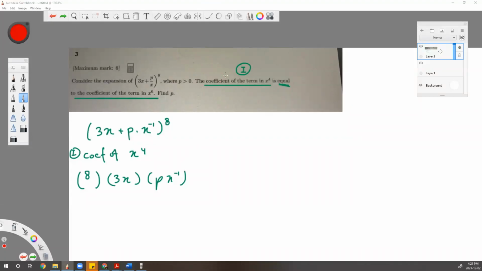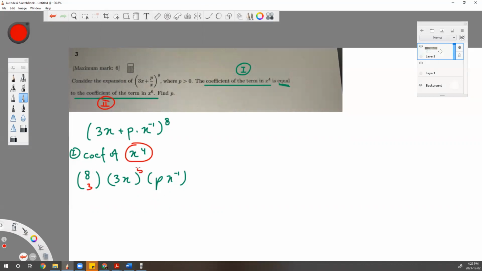So when we look at the question, we have two parts. Part one: the coefficient of the term x^4 is equal to the coefficient of x^6. Right? So we have to do it one by one. Coefficient of x^4: do the guess and check. What value of r produces the final answer of x^4? Let's try r = 3, just a random number.